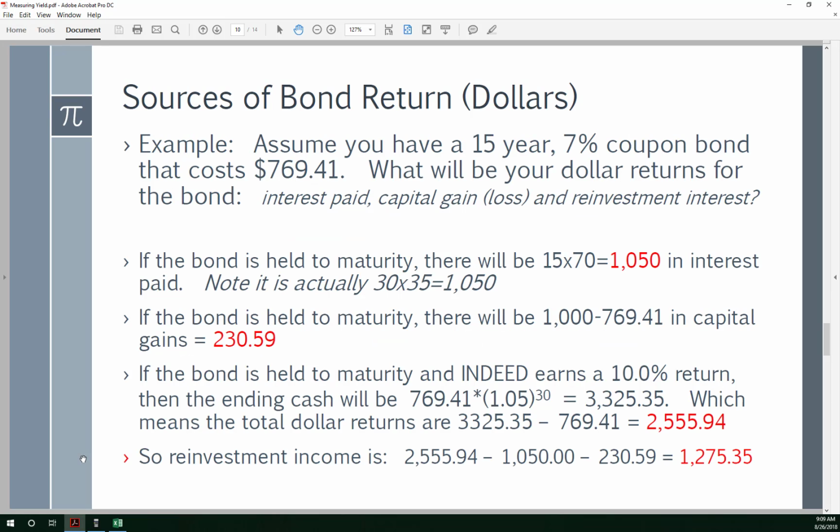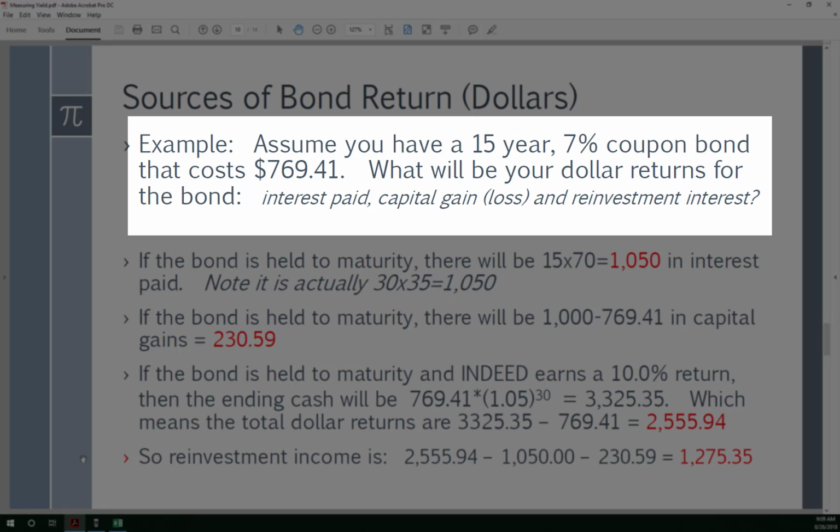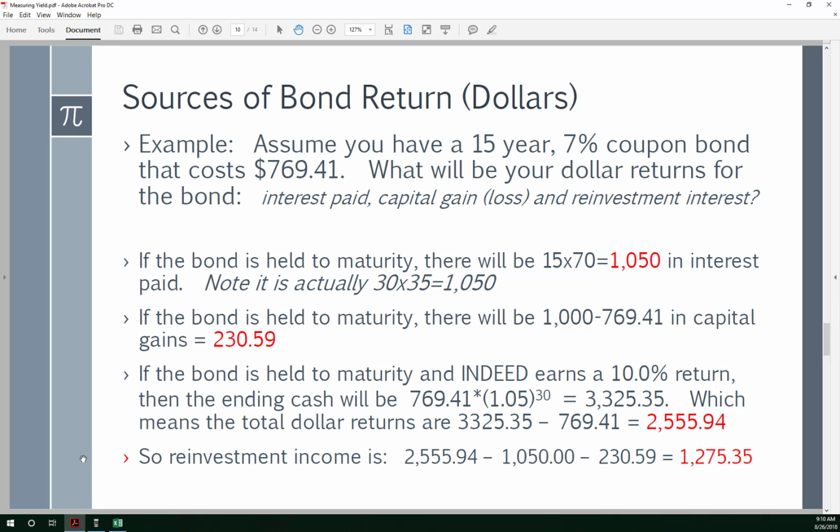So first, assume we have a 15-year bond with a 7% coupon that costs $769.41. What will your dollar returns be for the bond? So that is, what's the interest, the capital gain, and the reinvestment interest. And we're going to assume that we're going to hold this all the way to maturity.